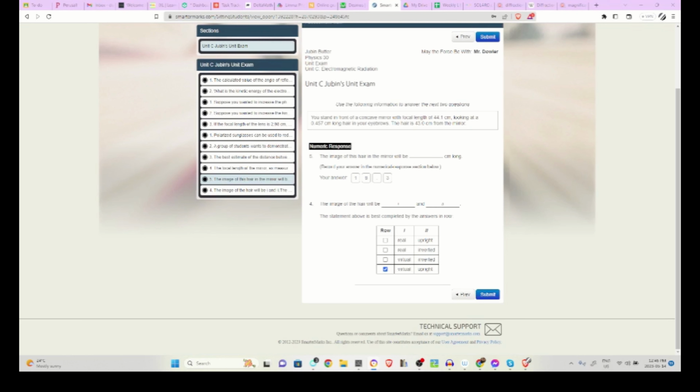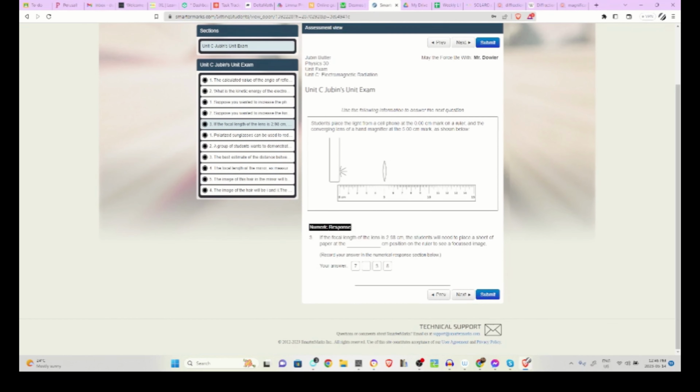So I'm just checking here. There's half a mark for numeric response 3. Right, 7.38 here. Okay, that one, I didn't read the question carefully enough. 7.38 is the image distance. That's how far behind the mirror it is. But this is asking where we put a sheet of paper on the ruler. So we have to add those 5 centimeters to it. So that has to be 12.4 to count for the exact position on that ruler.